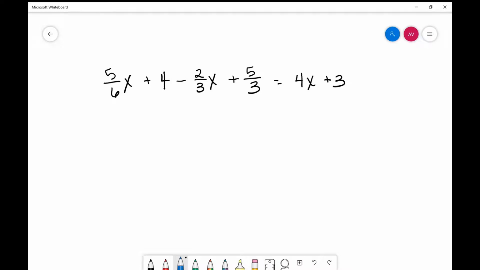Here's the second example that we're going to be working with today, where we've got fractions in our equation and I really don't want to deal with fractions anymore. So I want to get rid of these denominators. How do I do that?